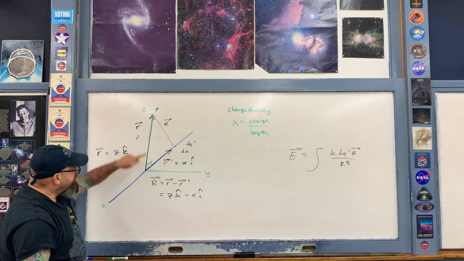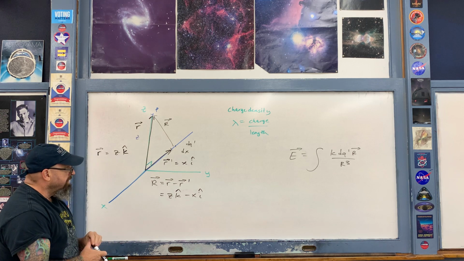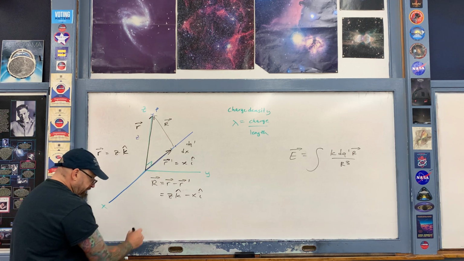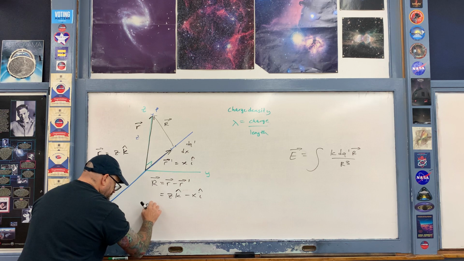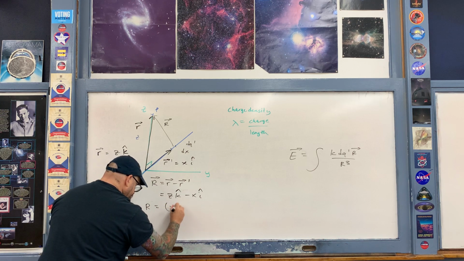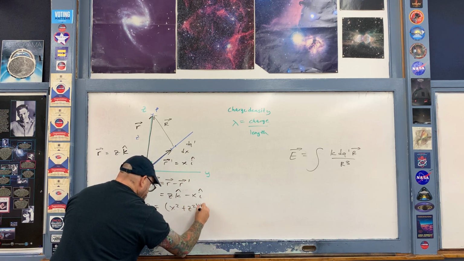So, however, it is just the hypotenuse of a right triangle, so if we use a little bit of Pythagorean theorem, the magnitude of r is therefore equal to, I'll write it as, x squared plus z squared to the 1/2 power.